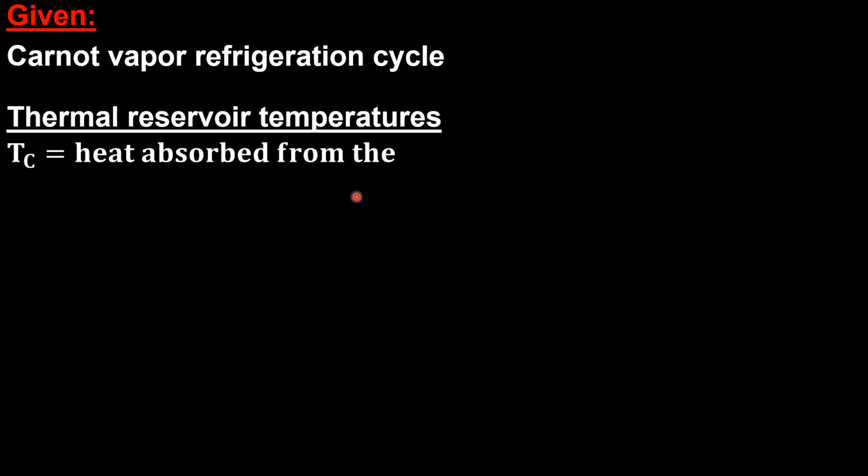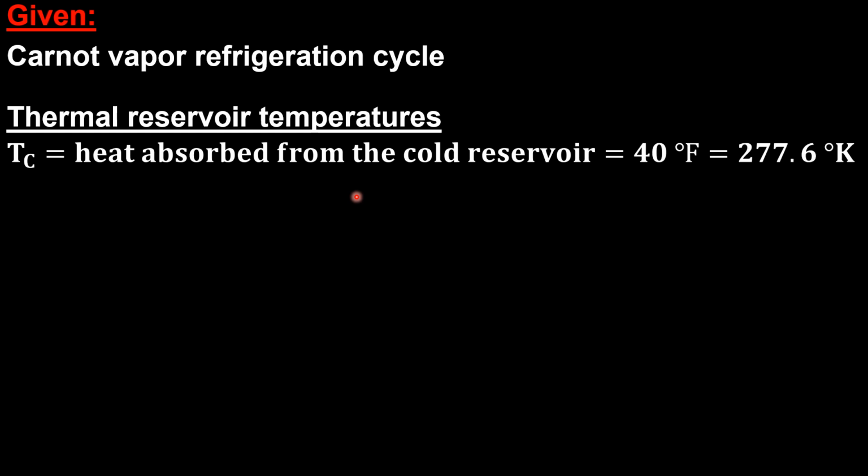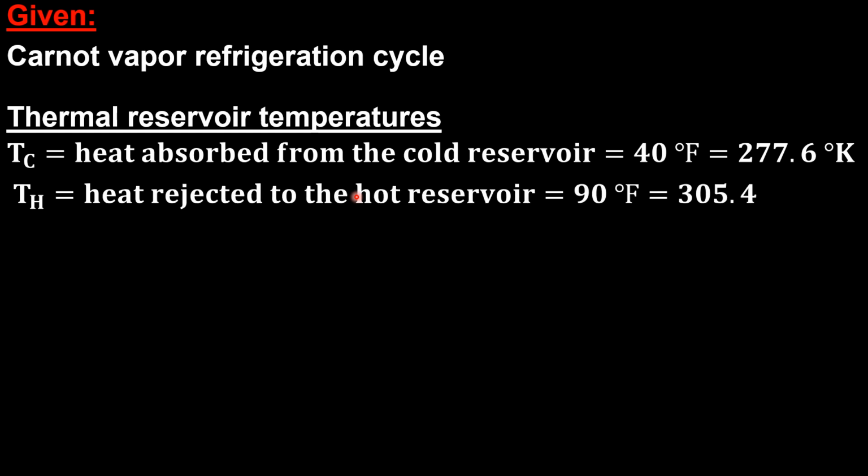The first one is T sub C, which is the heat absorbed from the cold reservoir. This is the low temperature reservoir or cold temperature reservoir, the temperature at which the refrigerant absorbs heat during the evaporation process. T sub H is the heat rejected to the hot reservoir. We call it high temperature or hot temperature. It is the temperature at which the refrigerant rejects heat during the condensation process, at 90 degrees Fahrenheit.